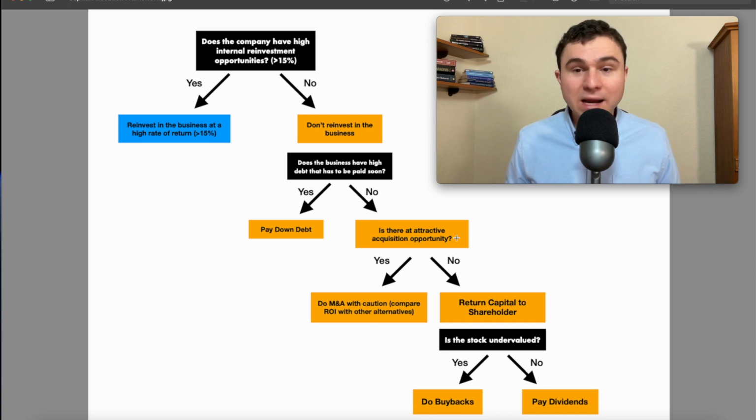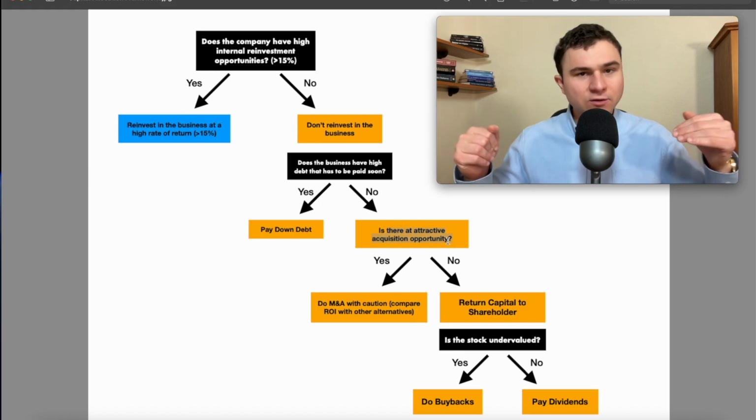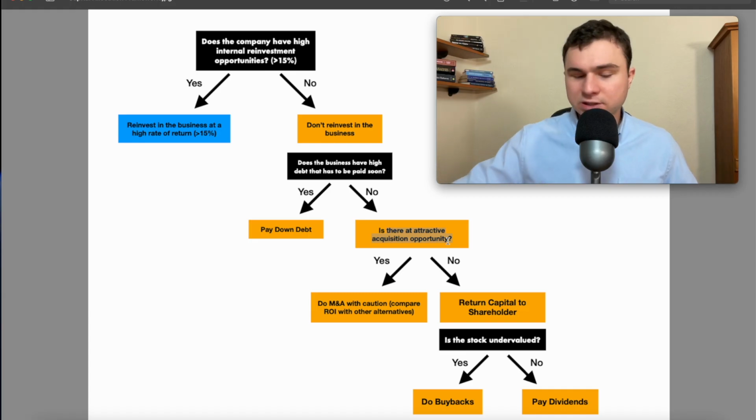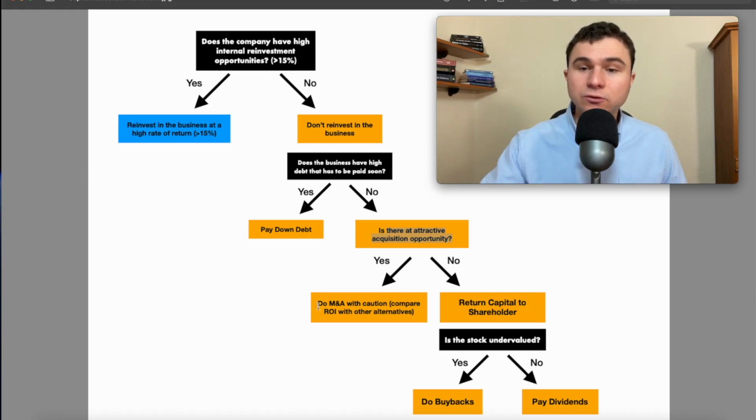So it's a blatant lie to shareholders. So I don't like M&As. If you have an attractive acquisition opportunity, it's very clear it will create synergies. You don't take a lot of risk. You don't take a lot of debt to do the acquisition, and you are dead sure about creating value for shareholders. If this is the case, you can do the M&A.